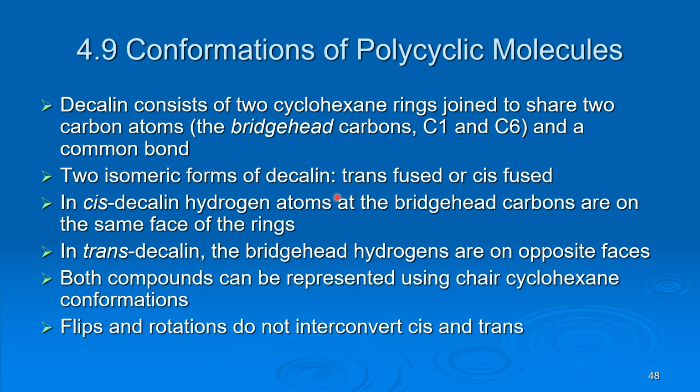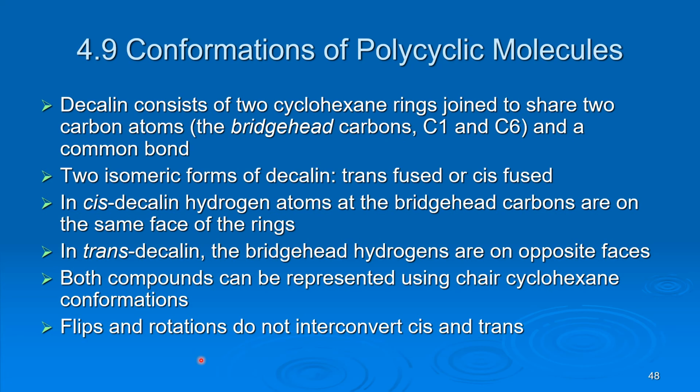There's 2 isomeric forms of decalin. One is trans and one is cis. I think you could come back and read this slide afterwards. I have to keep going forward, but come back and look at this. So the cis decalin, the hydrogens on the bridgehead are on the same face of the rings, and then in trans decalin, the bridgehead hydrogens are opposite. So just what you would think, cis on the same side, trans on opposite sides.